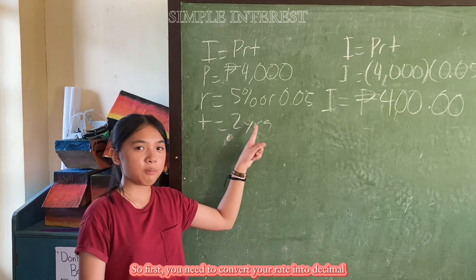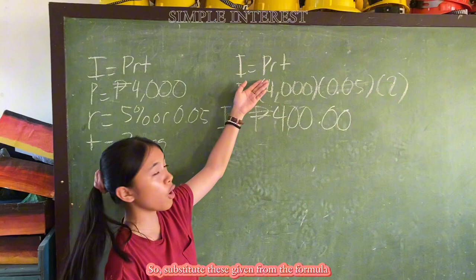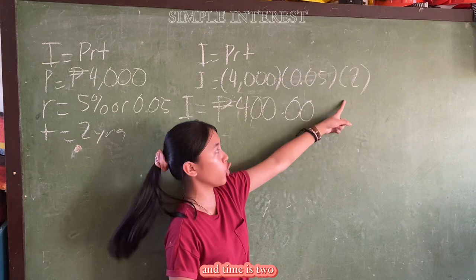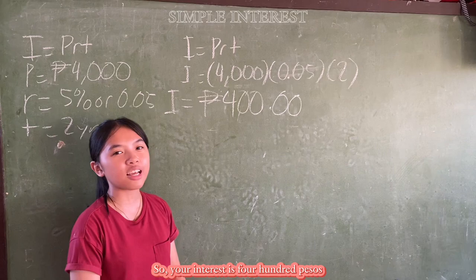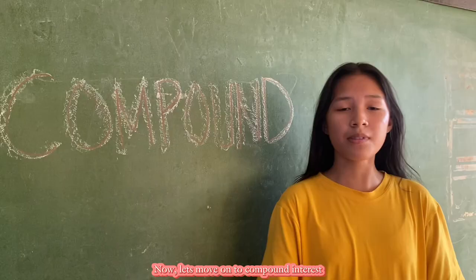So substitute these given values into the formula. Principal, 4,000, rate, 0.05, time is 2. So 4,000 times 0.05 times 2 is equal to 400. So your interest is 400 pesos. Now, let's move on to compound interest.